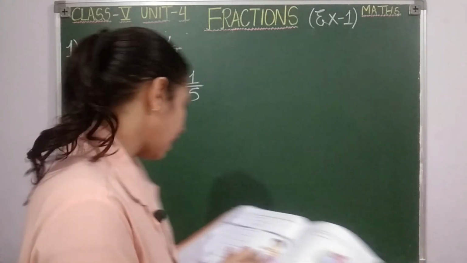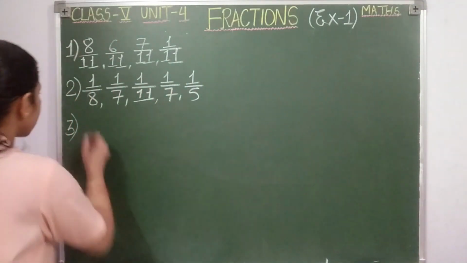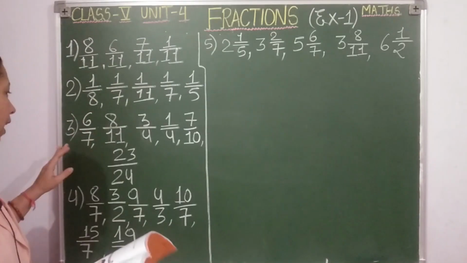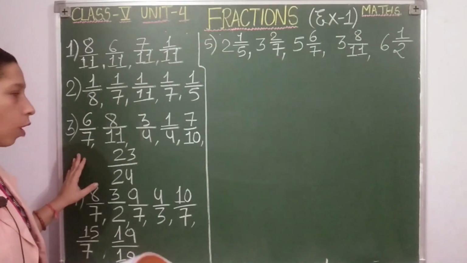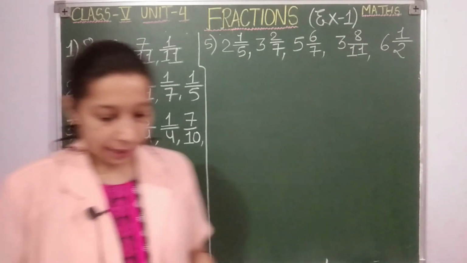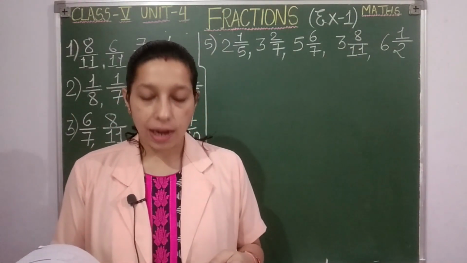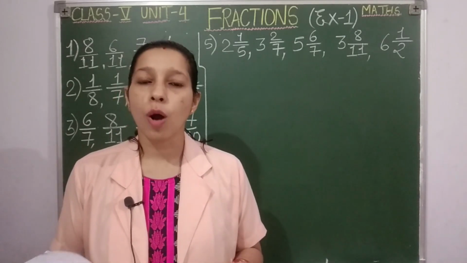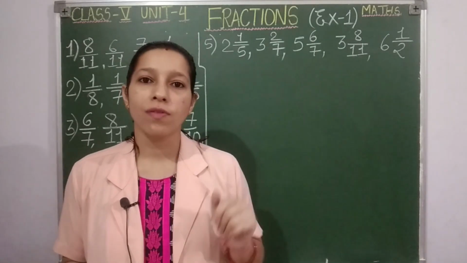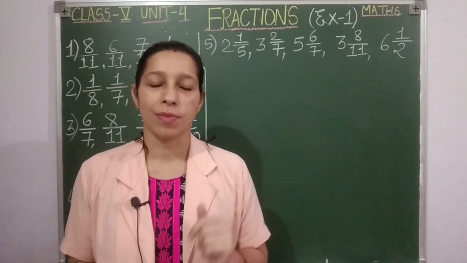So let us see the next one, students. 6 by 7. So here you can see 6 is smaller than the denominator 7. Then here I have written such fractions which are proper, where the numerator is less than the denominator. Okay. Then let us see question number 4. Circle the improper fractions. Improper fractions means numerator will be greater than the denominator. So your work, circle it and then match the answer from the board.